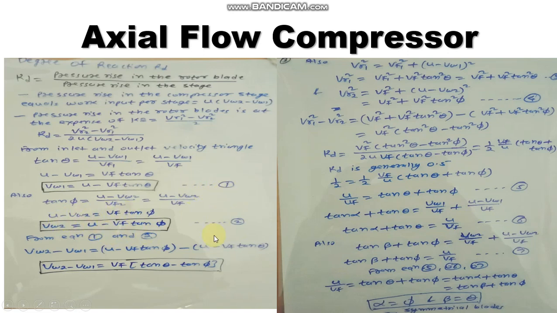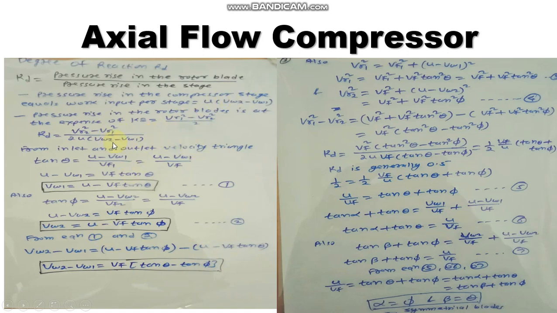Now from equation 1 and equation 2, because we have to find VW2 minus VW1, we put these values in. We get VW2 minus VW1 is equal to VF (tan theta minus tan phi). This is the value of VW2 minus VW1.